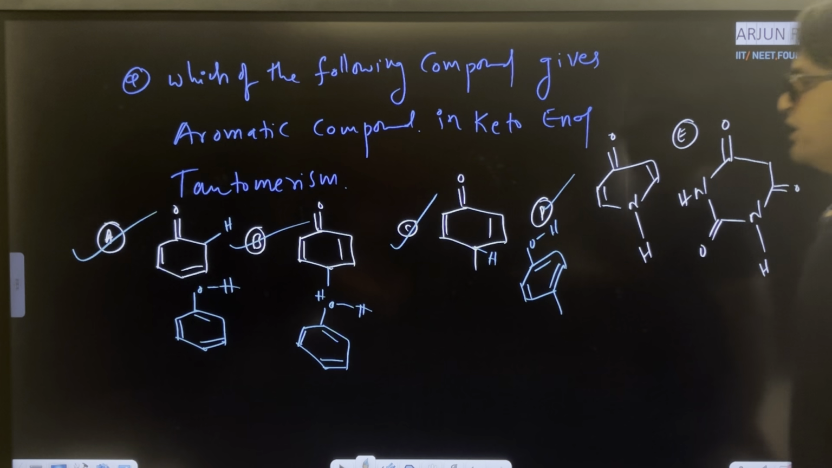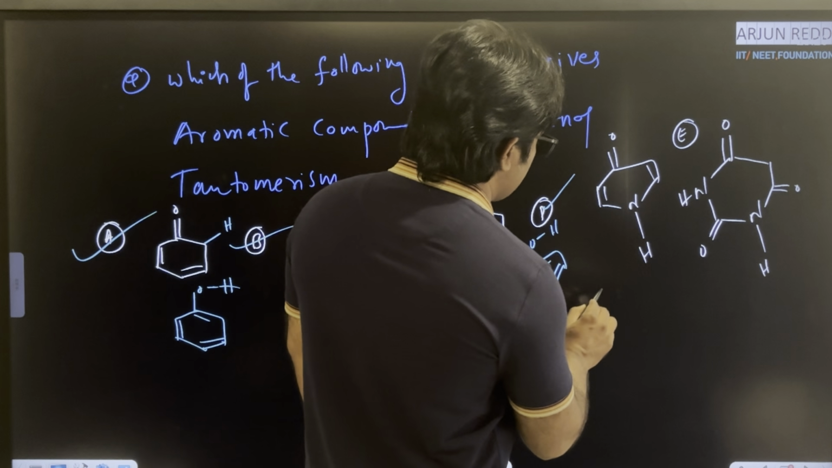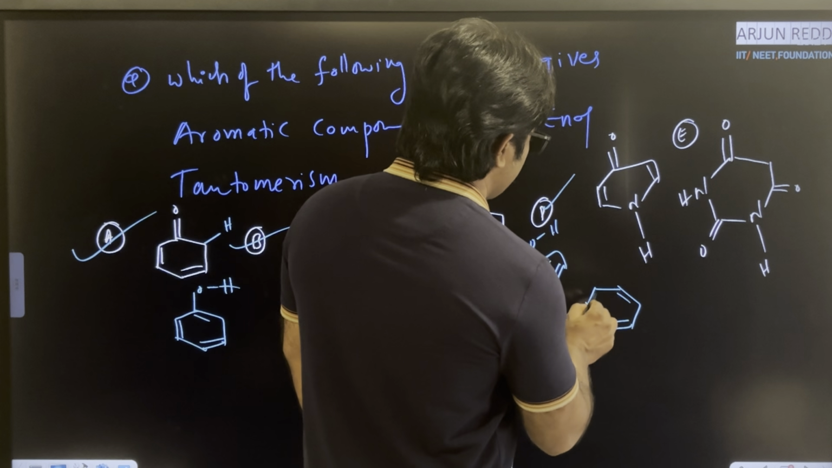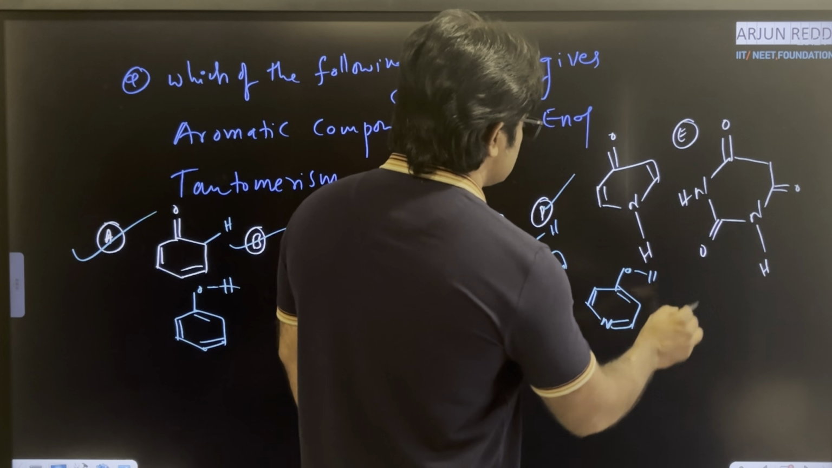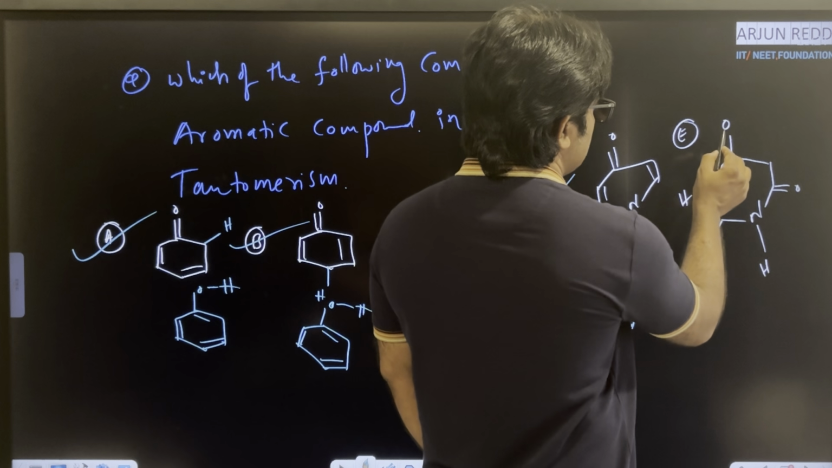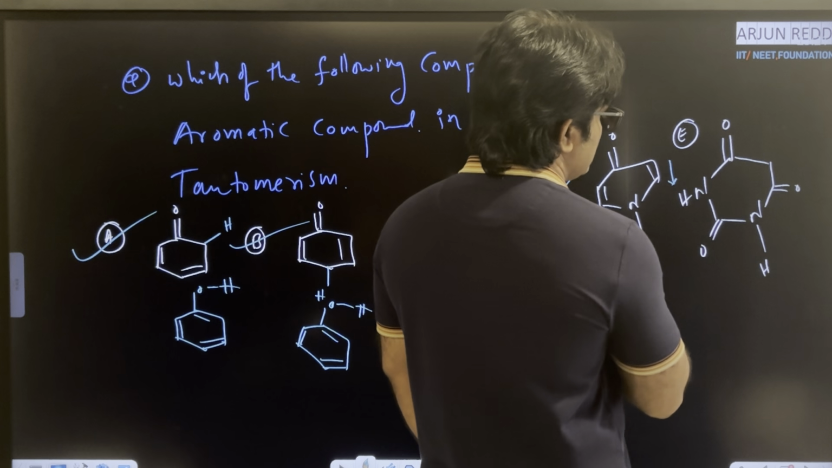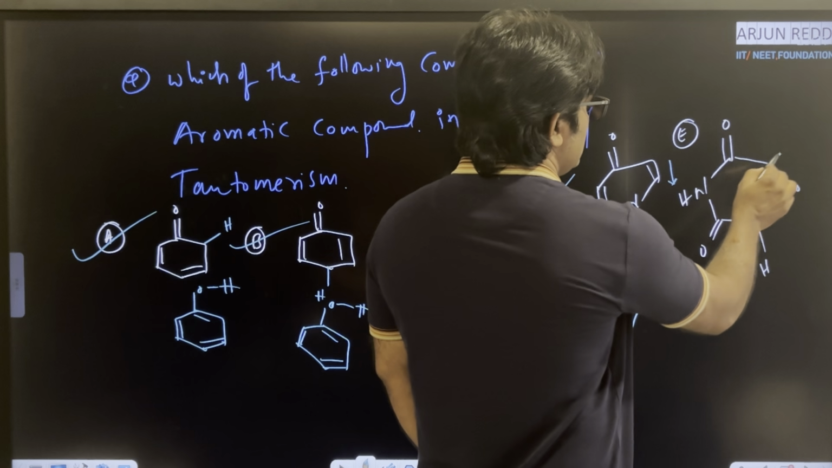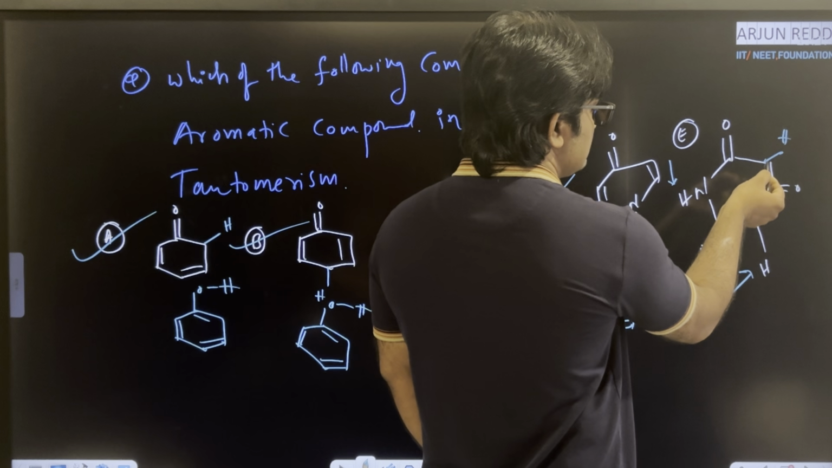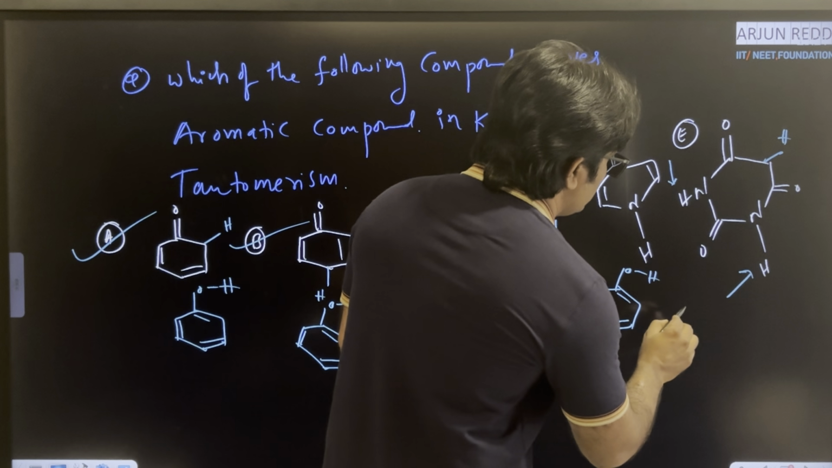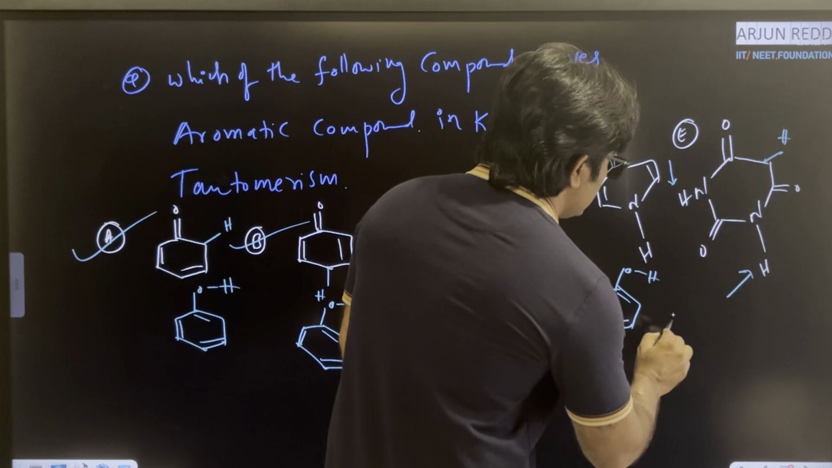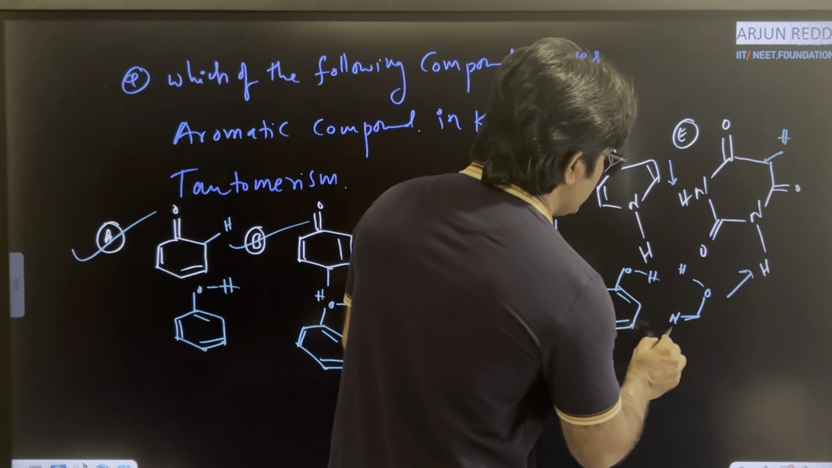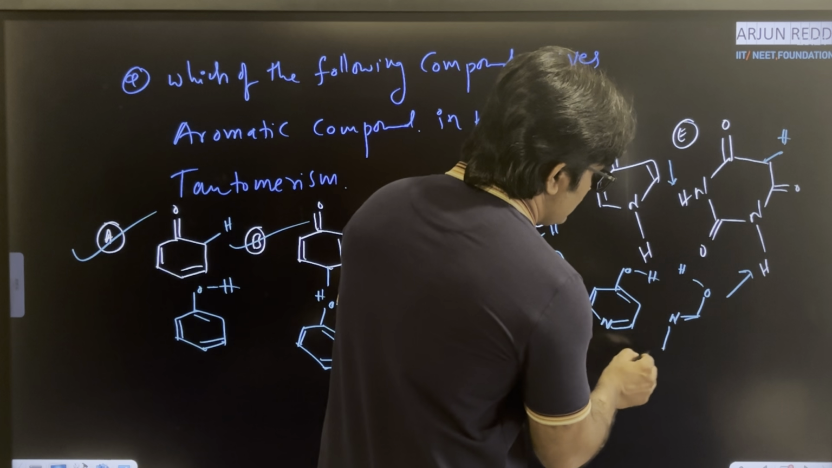So how to write the enol form? Use hydrogen from the nitrogen atom. Then this is your enol form: pi pi pi OH. And the last compound: for this carbonyl I am using hydrogen from this nitrogen, for this carbonyl I am using hydrogen from this nitrogen, and for this carbonyl I am using hydrogen from this carbon atom. Then how to write its enol form? Here N double bond OH, N double bond OH, and here OH.